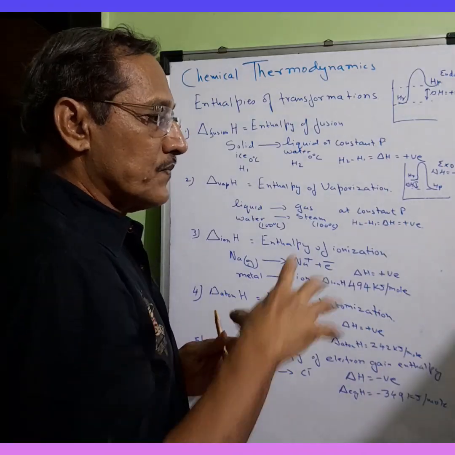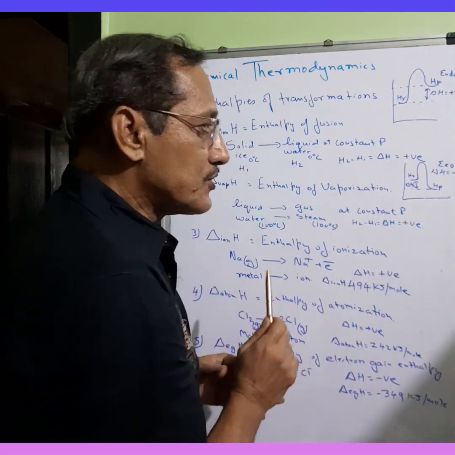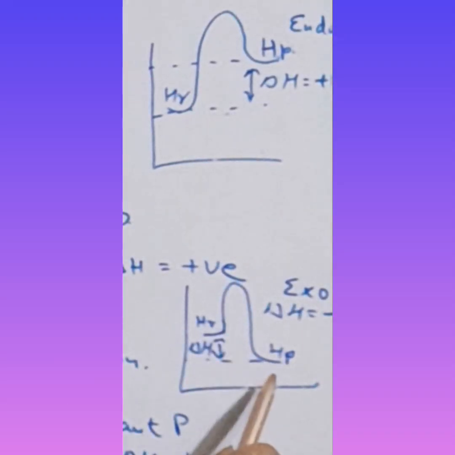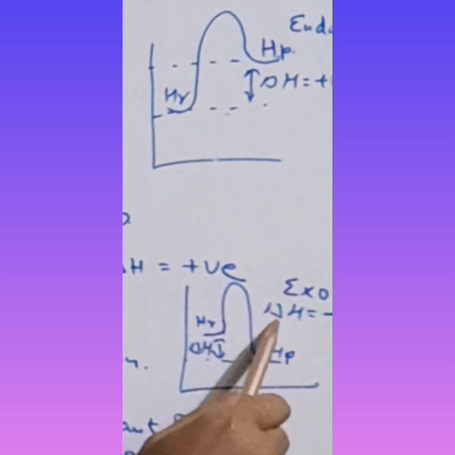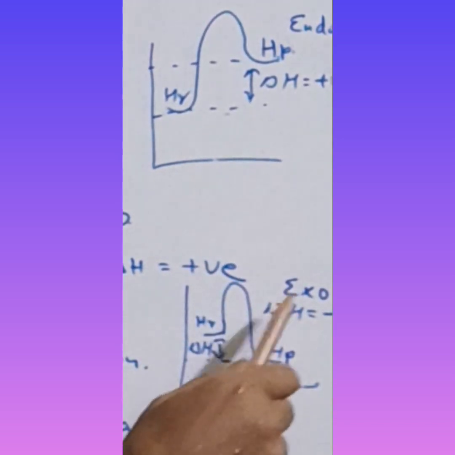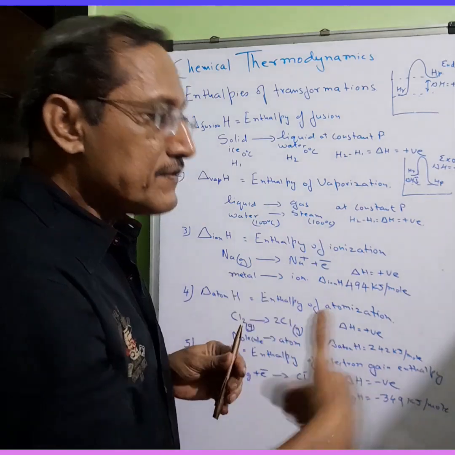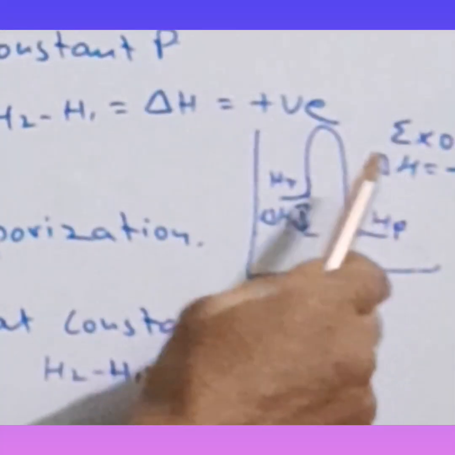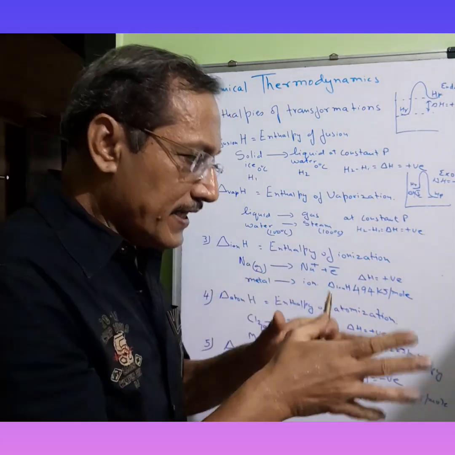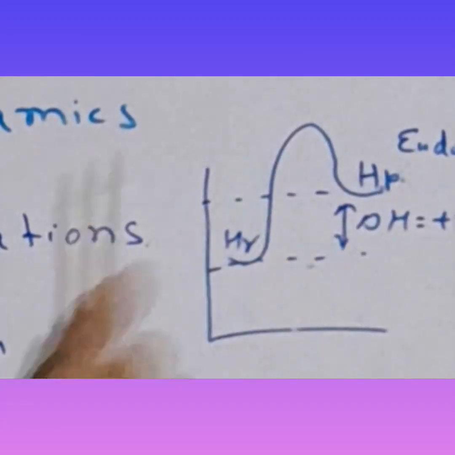In case of endo, it takes heat from the surroundings, so the system cools, whereas in case of exo, heat is given out. Why? Because HP is smaller than HR, so del H is negative, so heat is given out in case of exo, whereas in case of endo, heat is taken in. So whenever a system gives out heat while the process is on, we call it exo, and whenever we have to provide heat for the process to occur, it absorbs heat, so that is called endo.